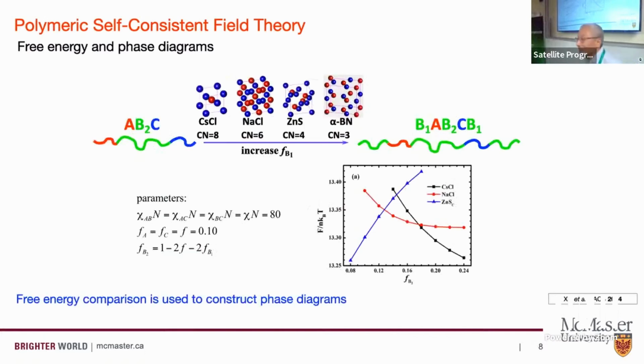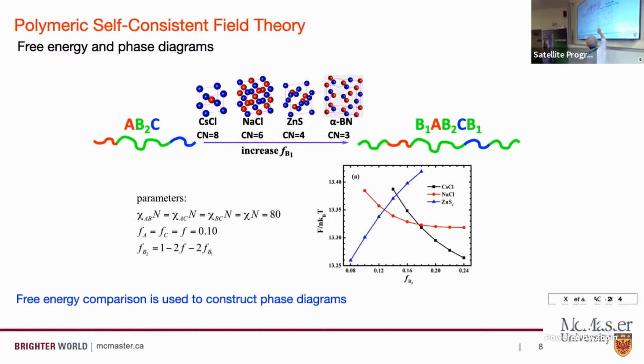Now, this is one example of what we do in terms of doing the phase diagram. Don't worry about what the system is. The system is basically just a polymer, and they can self-assemble into spherical packing phases. And we have different spherical packing phases. The idea here is that we can find the solution corresponding to each of these. And for each solution, we have the free energy.